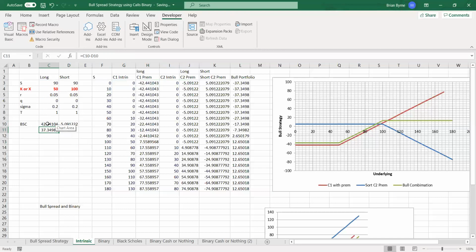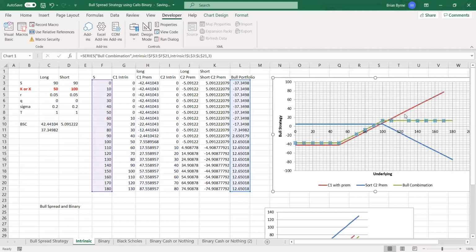So if we subtract 5.09 from the 42.44, we got the 37.34. Okay, so that's our bull spread, a combination of the two. Now, how do we make this look and appear like the binary option? Is there a way we can tweak our bull spread so that it replicates the binary payoff?